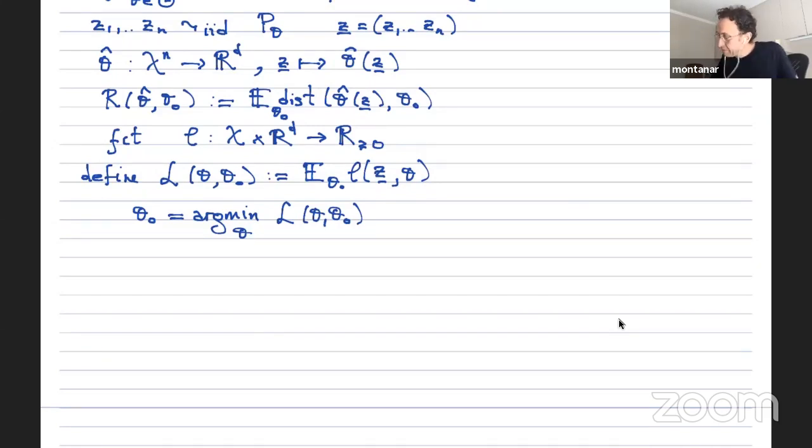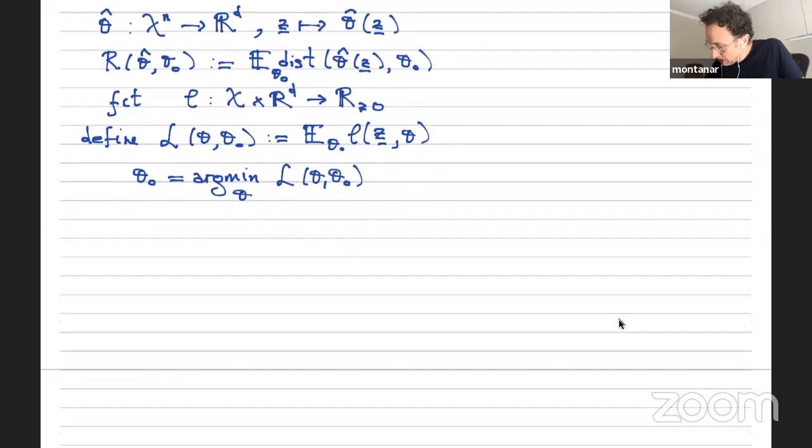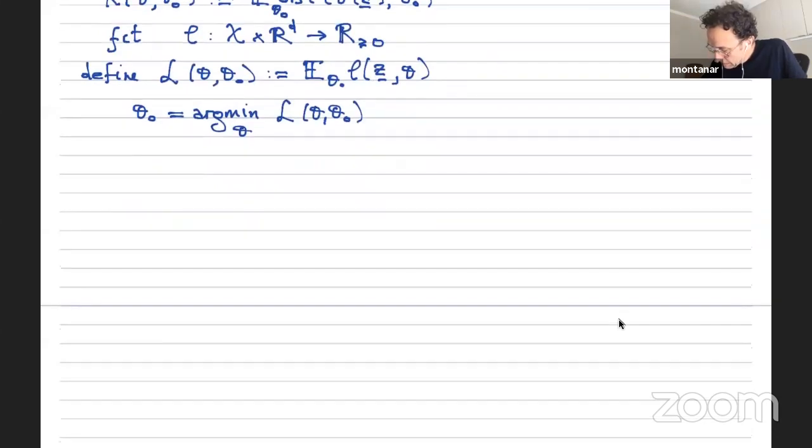If you have constructed such a function, then you can try to do estimation by what is called in statistics M estimation, and in machine learning empirical risk minimization. Basically, in the definition of script L, you replace the population mean by the empirical mean.